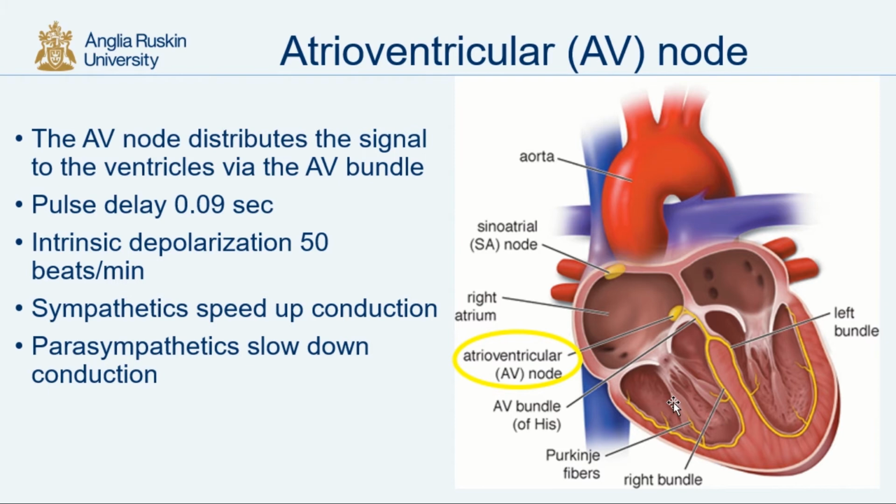The normal intrinsic rate of depolarization of the AV node is close to 50 beats per minute, which is slower than the SA node. If the SA node fails to function, for example, because of poor blood supply, the area with the next fastest intrinsic rate of depolarization, that is the AV node, will take over, driving the heart's contractions at approximately 50 beats per minute.